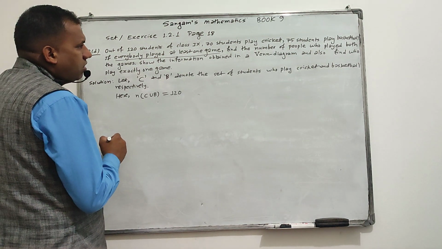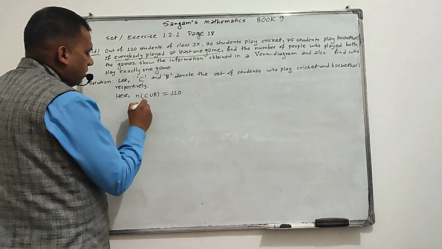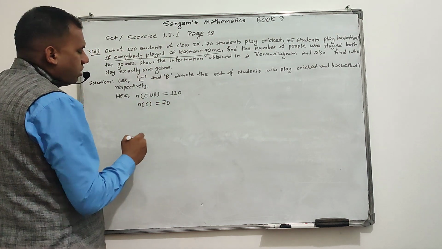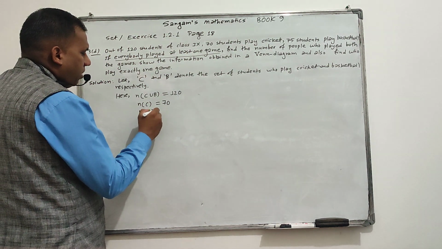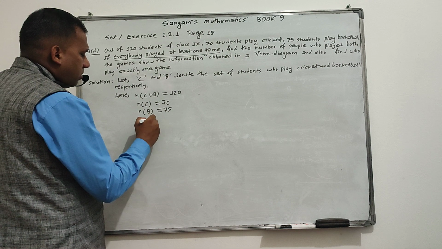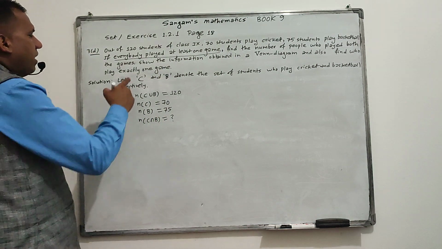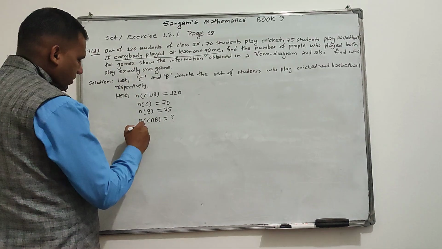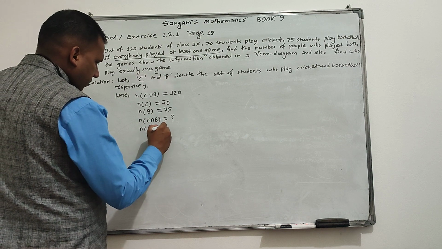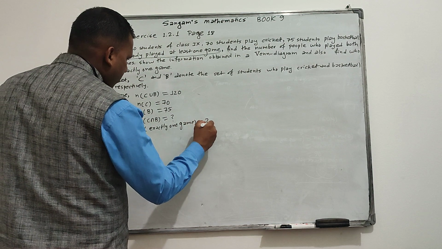70 students play cricket, so number of C is 70. 75 students play basketball, so number of B is 75. Our question, who like both, number of C intersection B, question mark. Who play exactly one game? Number of exactly one game equal to question mark.